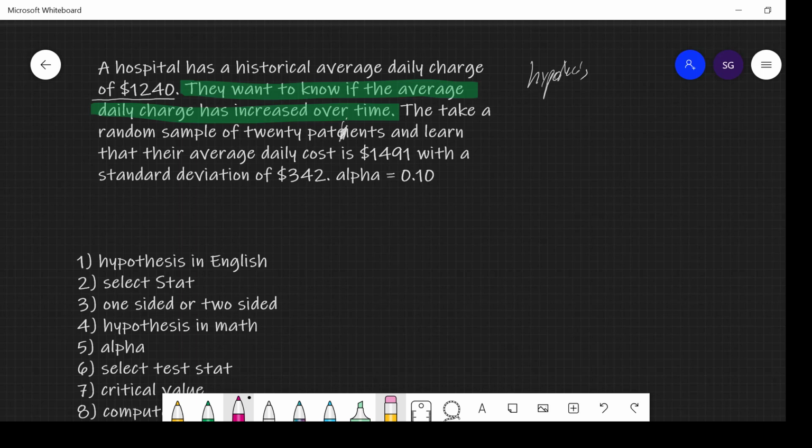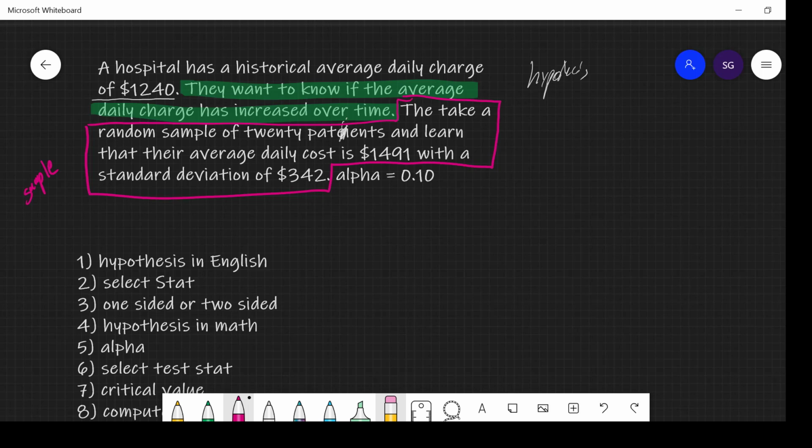They take a random sample. Let's talk about the random sample. Here's our random sample. They take a random sample of 20 patients and learn that their average daily cost is $14.91 with a standard deviation of 342. This is our sample. Okay, so that's good. What do we know?